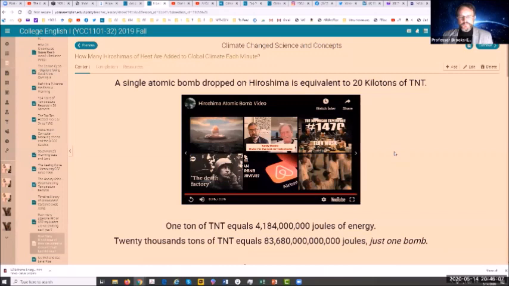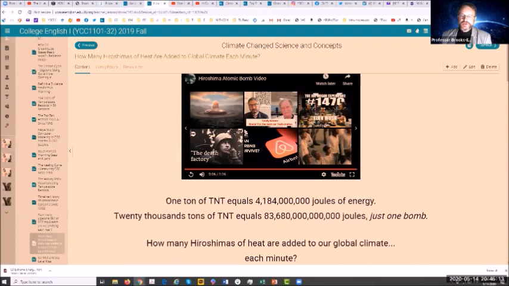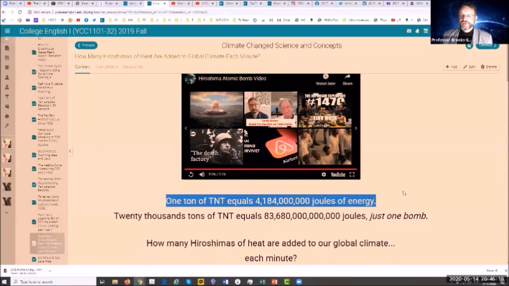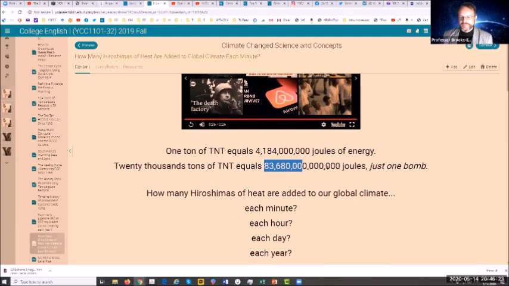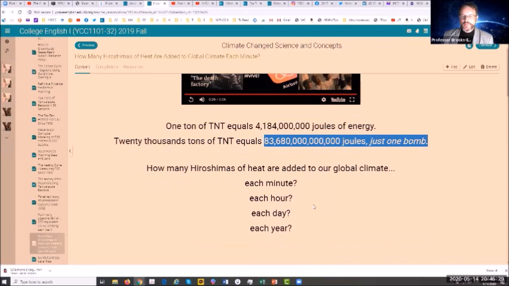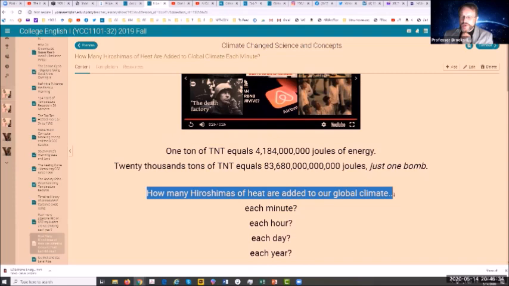And for all my Master students, I asked them, if 1 ton of TNT equals 4,184,000,000 joules of energy, 20,000 tons of TNT equals 83,680,000,000,000 joules, just one bomb. So, how many Hiroshimas of heat are added to our global climate each minute?